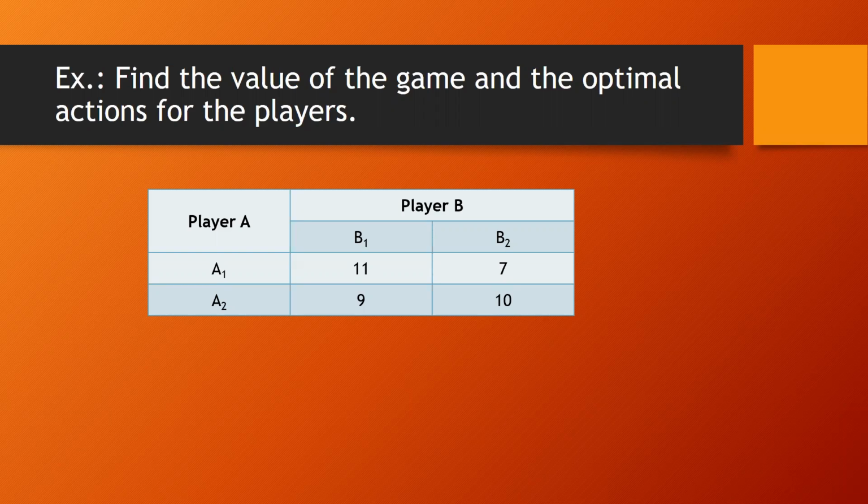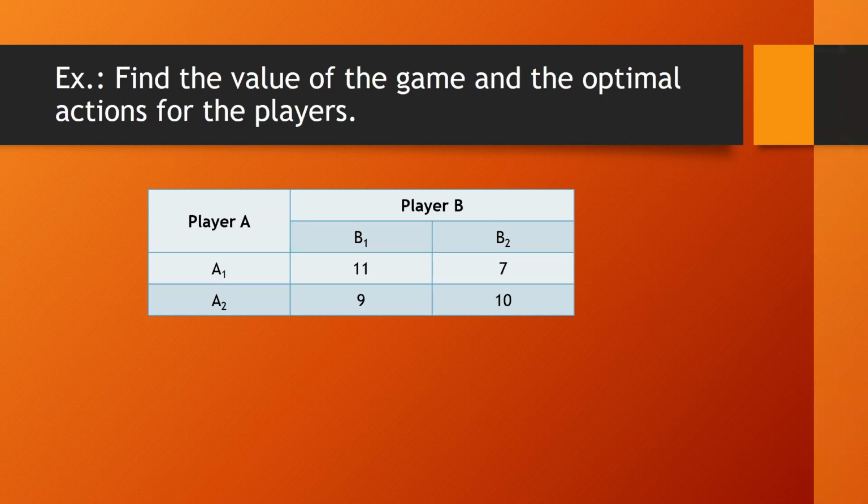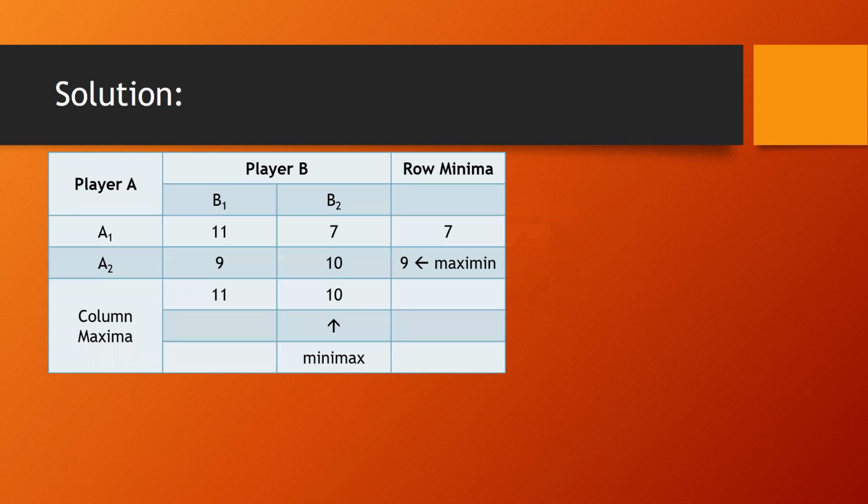So if we find the value of the minimax, what is the value? We have 11 and 10. The minimum is 10. So 10 is not equal to 9, so it is a mixed strategy game. Because we do not have a saddle point, we can go ahead and solve this further. Now, this is how we got this answer.